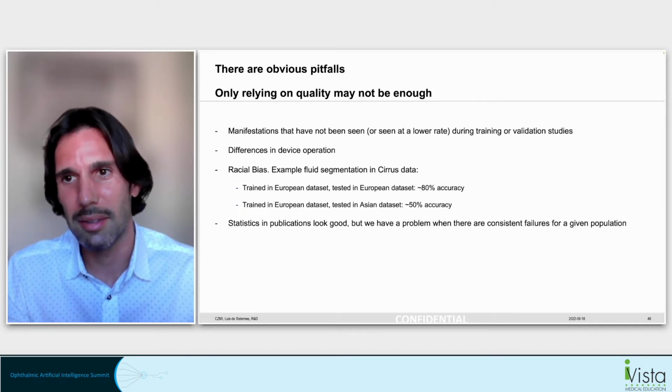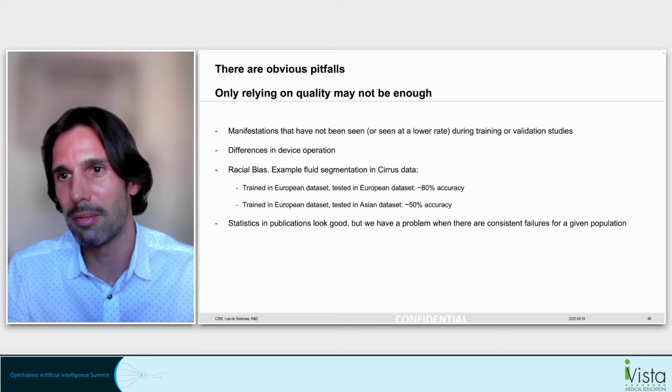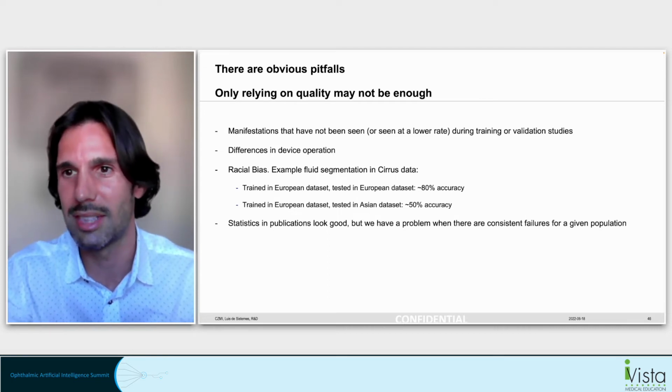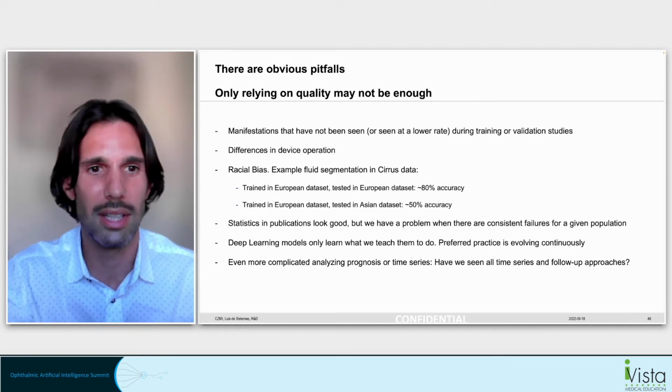It is important because if it is consistently failing for the same population or same patient characteristics, then we have a big problem. It's not just 5%. It's consistently failing for particular populations.